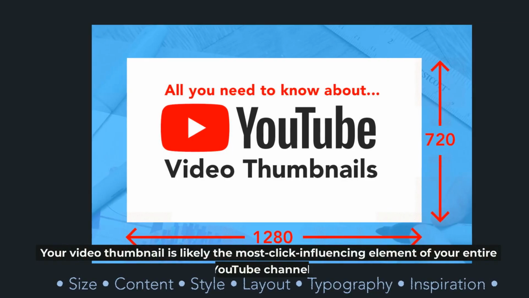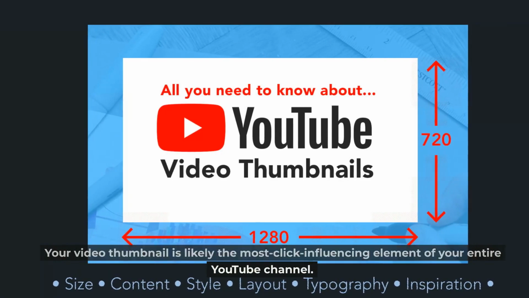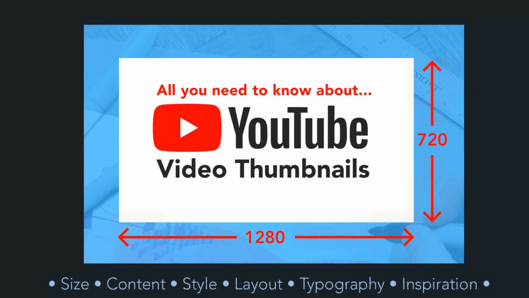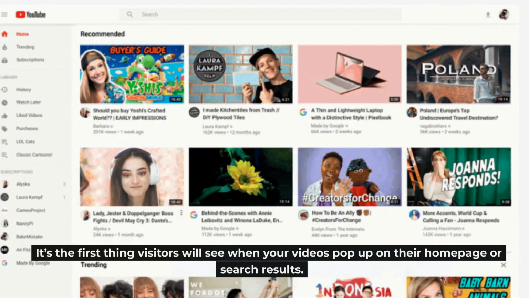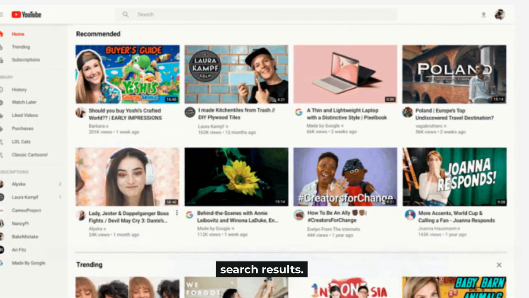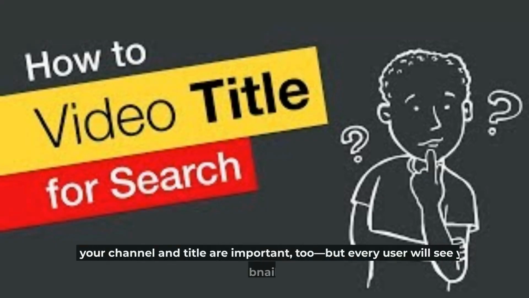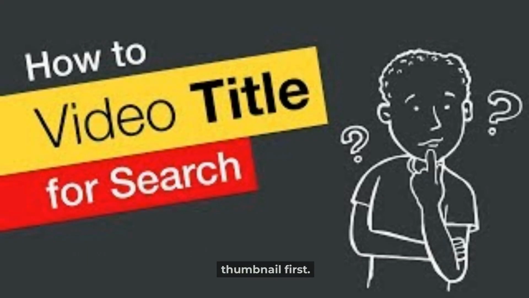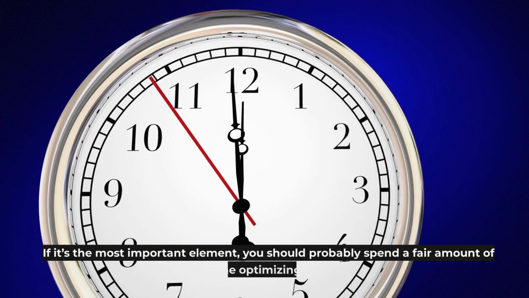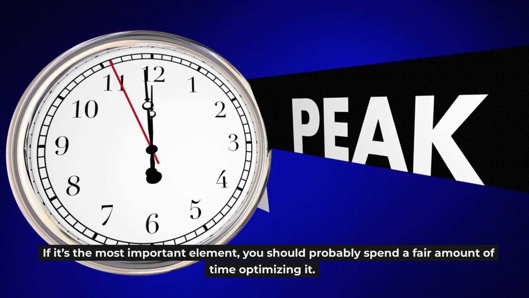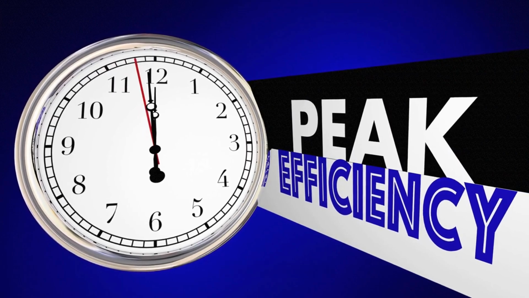Your video thumbnail is likely the most click-influencing element of your entire YouTube channel. It's the first thing visitors will see when your videos pop up on their homepage or search results. Yes, your channel and title are important, too, but every user will see your thumbnail first. If it's the most important element, you should probably spend a fair amount of time optimizing it.